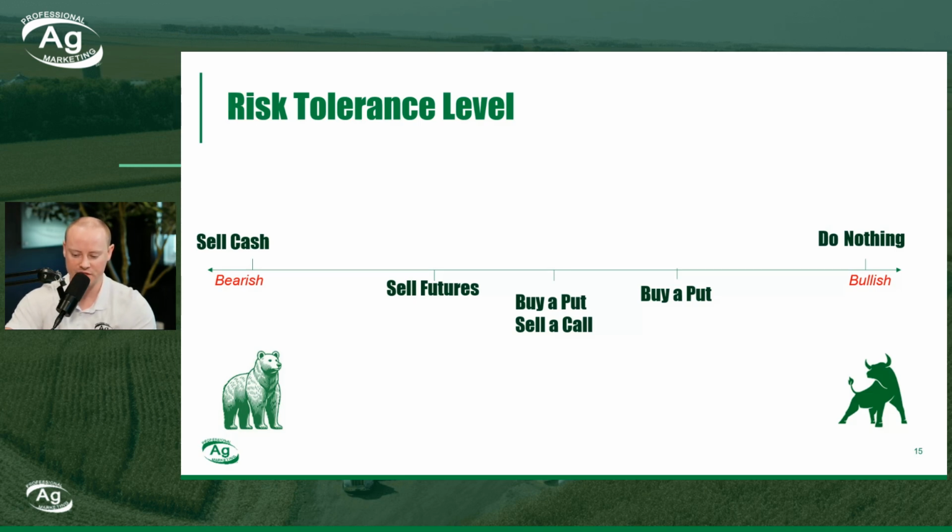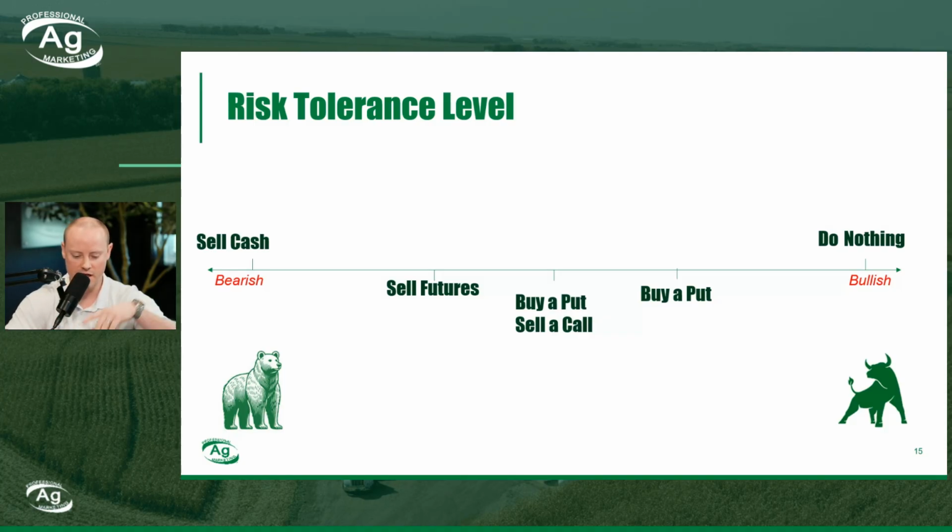Let's think of it this way. From a corn producer perspective, if I'm growing corn for this next year, selling cash is nearly the most bearish thing I can do. On the right side of that spectrum, doing nothing is the most bullish thing I can do. Options, no matter what strategy you do one-to-one, are going to be somewhere in the middle of that.